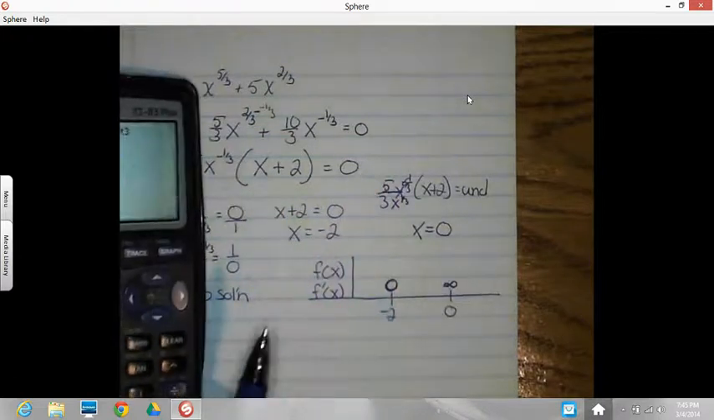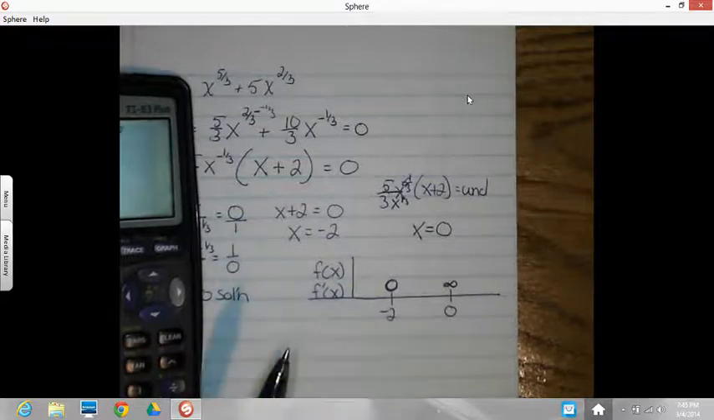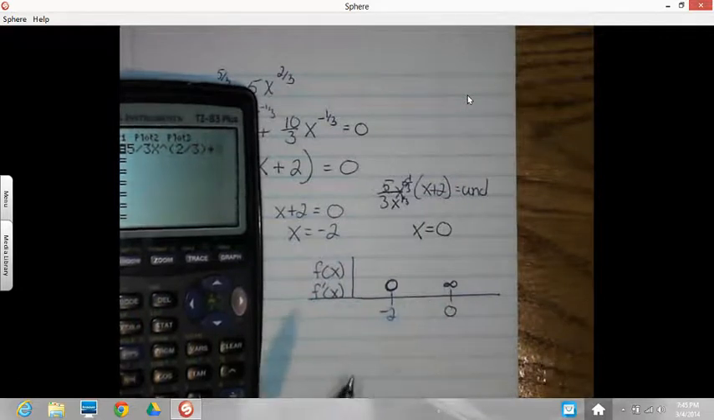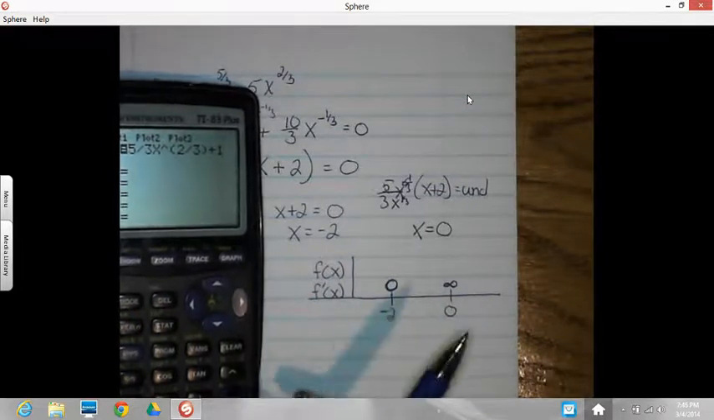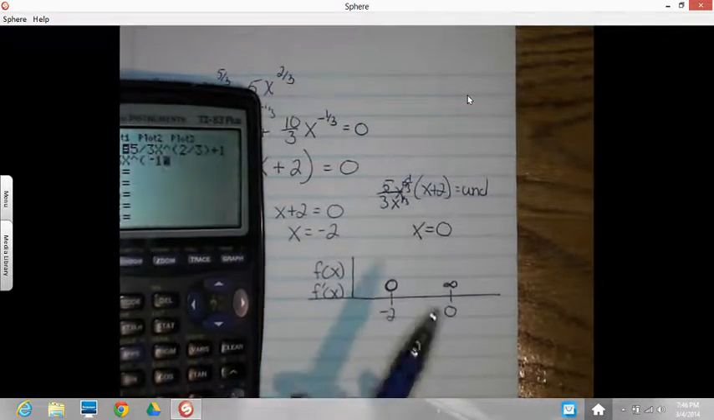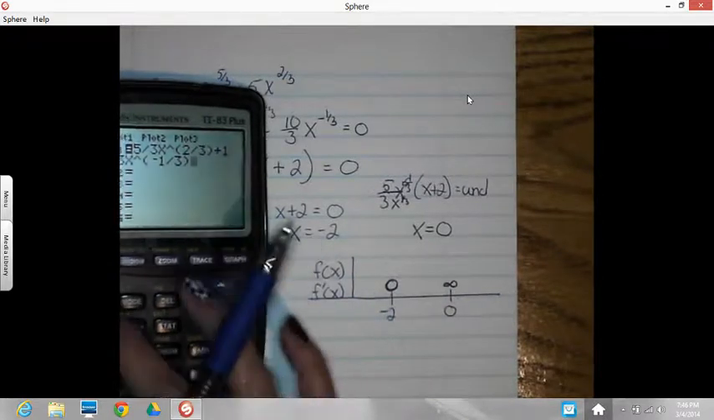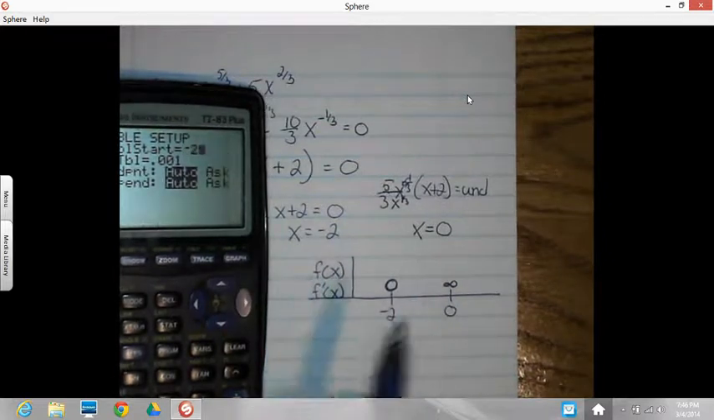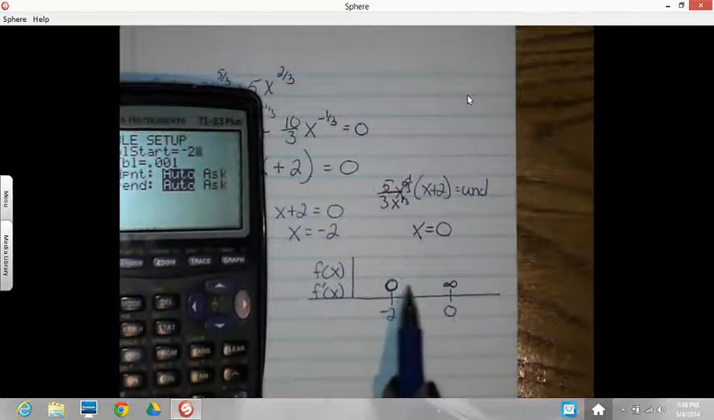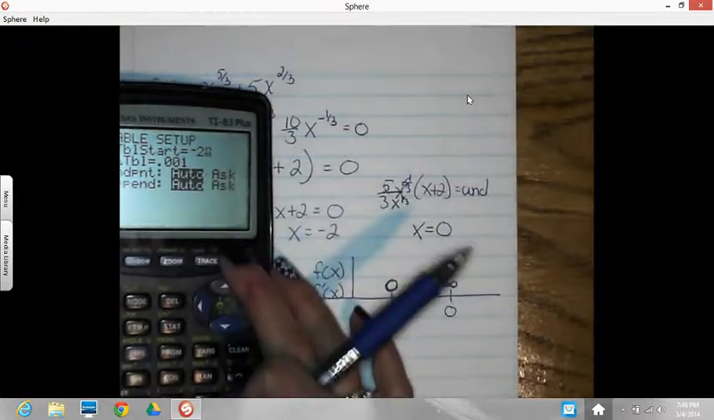So 5/3 x raised to the 2/3 plus 10/3 x raised to the negative 1/3. Again, I'm going to have the table start at negative 2 and look before and after. So table set. Start at negative 2, and you want a very small increment. You don't want to jump past the 0. You don't want to put like 5 in here and check what's happening, because you need to jump past this 0 here. But I'm good with what I've got.